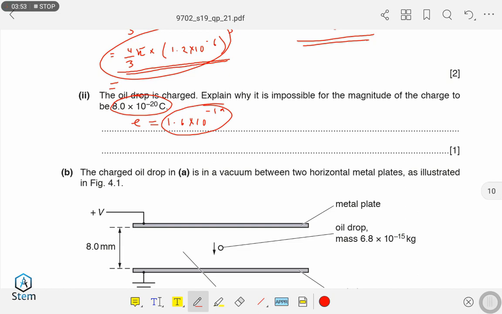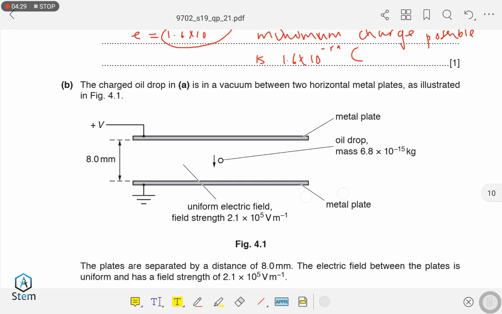So it is impossible because the minimum charge possible is 1.6 times 10 to the power minus 19 coulomb. Alright, so that's why it is impossible for the oil drop to have any charge which is lower than the minimum possible.